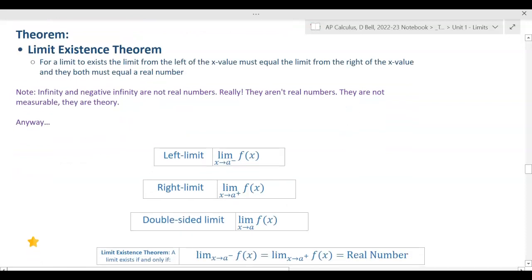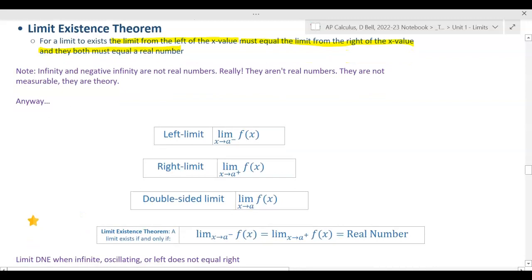So the limit existence theorem. For a limit to exist, the limit from the left of the x value must equal the limit from the right of the x value, and they must both equal a real number. So infinity and negative infinity are not real numbers. They're not measurable. They're just theory. They can tell us where a graph or a function is going, but it's not a real number.